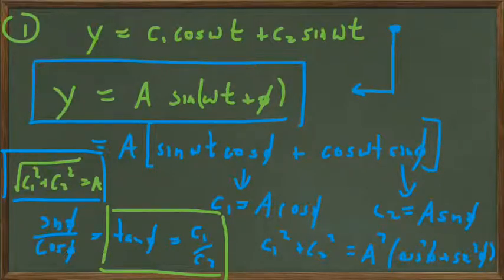That's the C1 and C2 from the original form of the solution, right? So we have to get this form of the solution first to get A, and then we calculate phi as tangent inverse of C1 over C2. So let's see how we actually do that in an example problem.